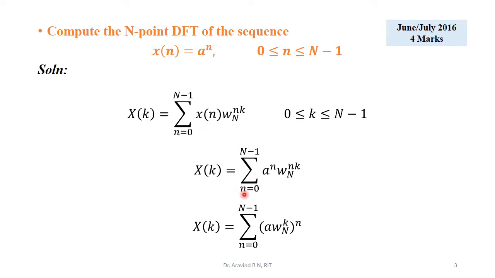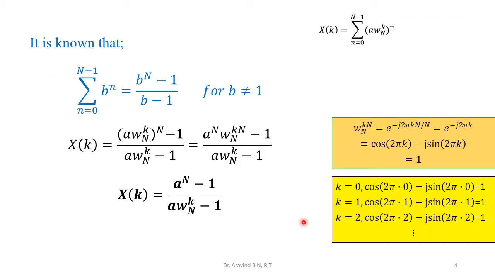Keep the range as it is, substitute for x of n. So we have summation n is equal to 0 to N minus 1, and in place of x of n, we substitute a to the power of n times omega N to the power of nk. In both of these two terms, we can observe the power n is common. So take it out and make an integrated representation: that is (a omega N to the power of k) whole to the power of n. I have written the same expression over here.